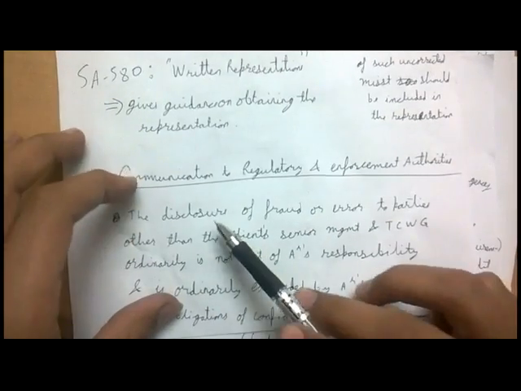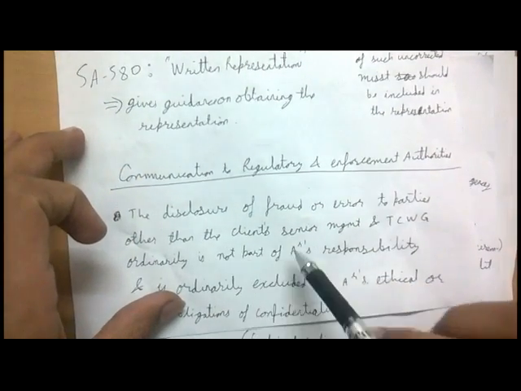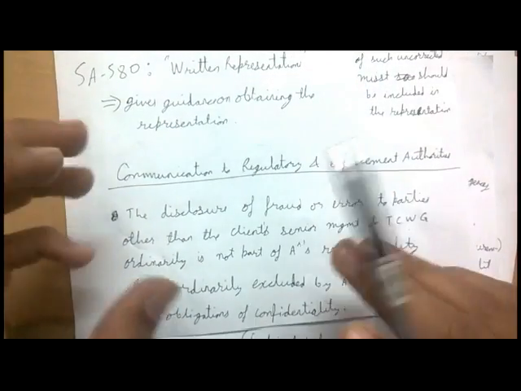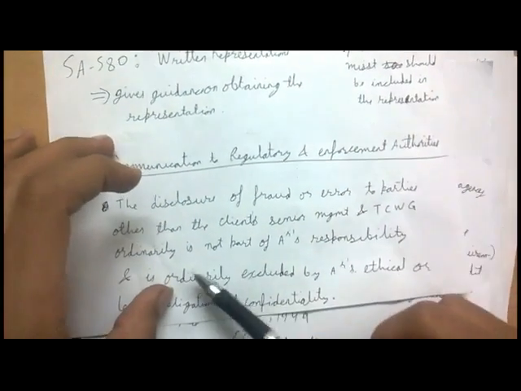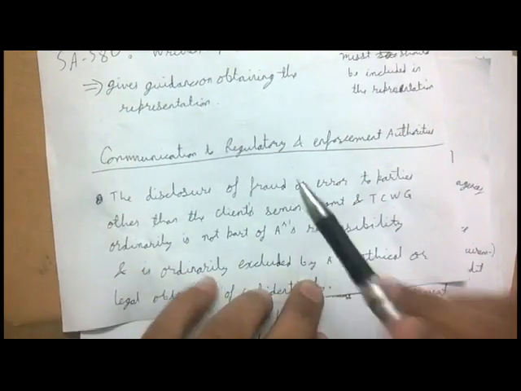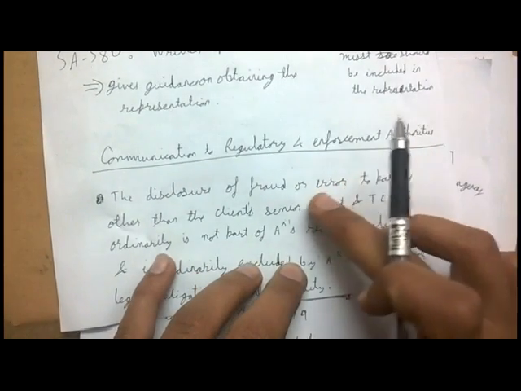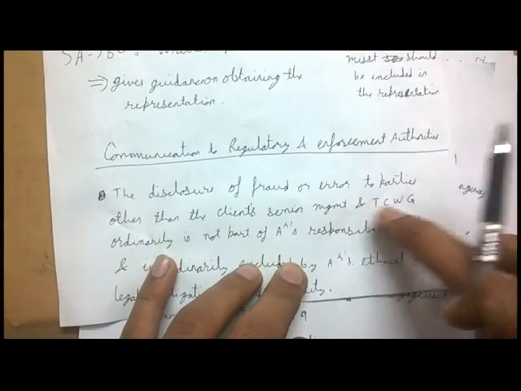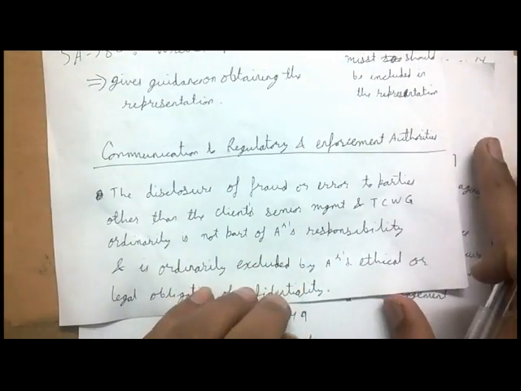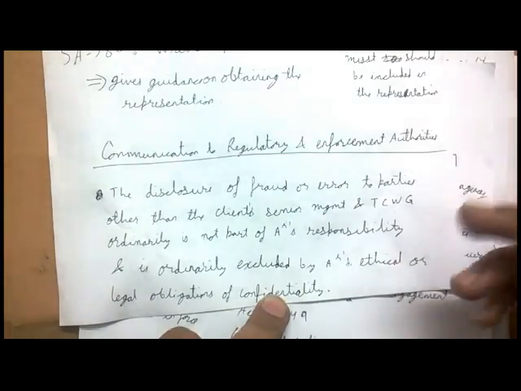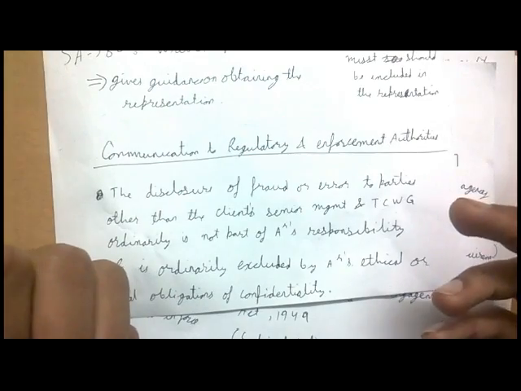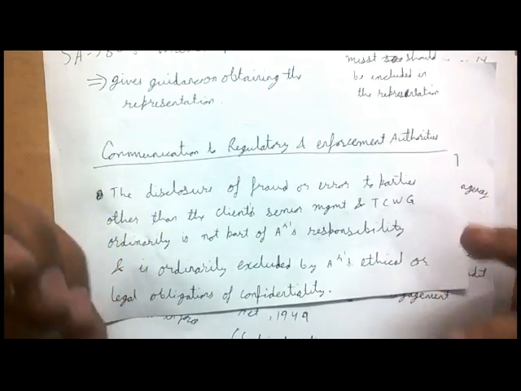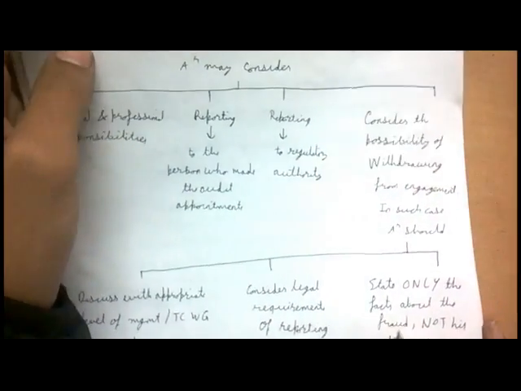So regarding what? The disclosure of fraud or error to parties other than the client, senior management, and TCWG. That is, you are disclosing these not to the management or TCWG, but to third parties. Ordinarily, this is not part of the auditor's responsibility. That is, reporting of frauds and error to anyone other than management and TCWG is not the responsibility of the auditor, and it is excluded from the auditor's ethical and legal obligation of confidentiality. Confidentiality says that you cannot disclose the confidential and important information of the client to any third party, but under some circumstances you need to disclose it to third parties.